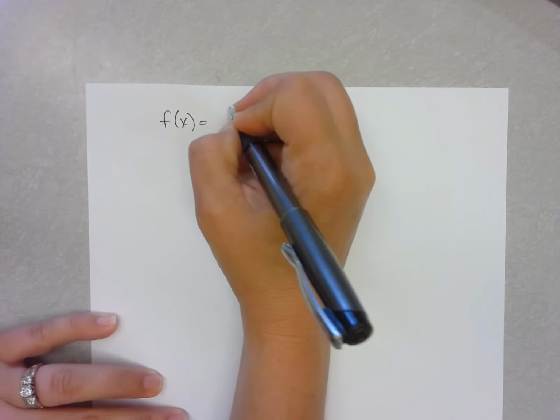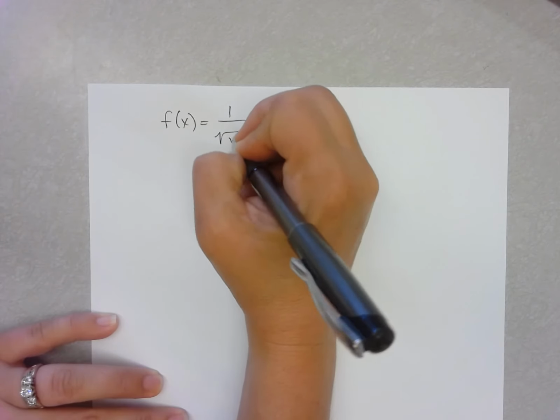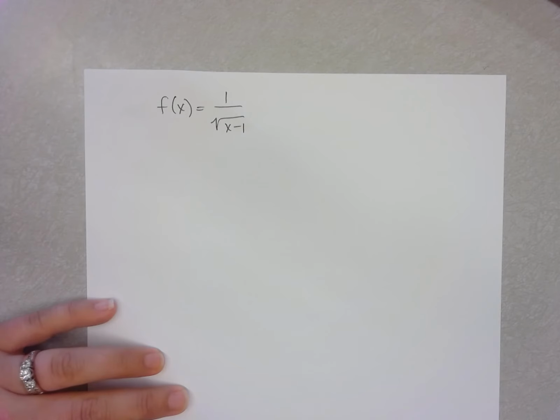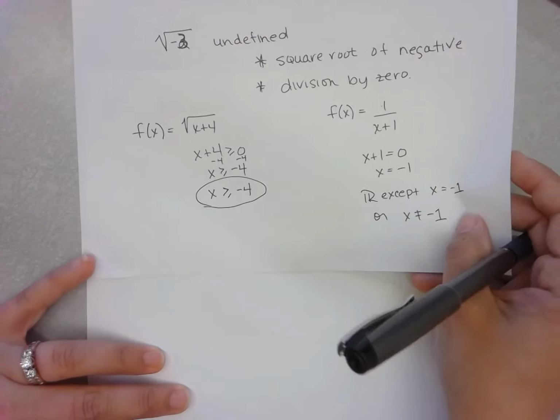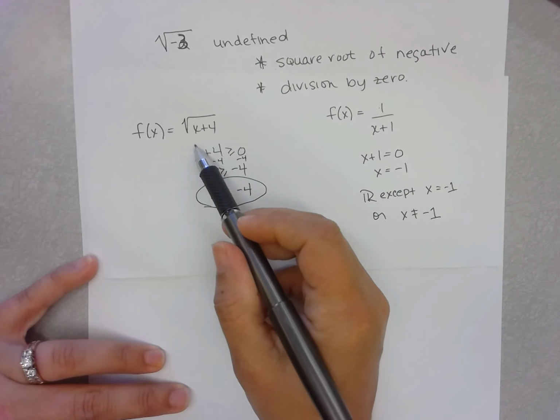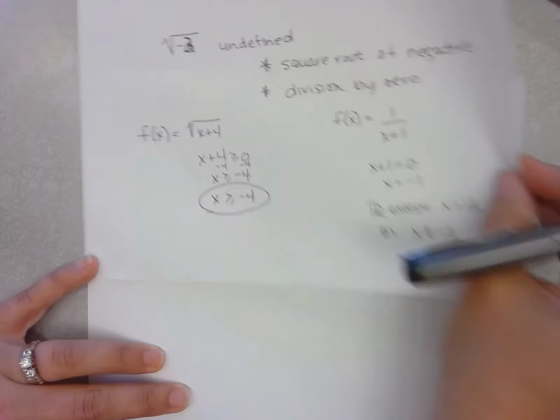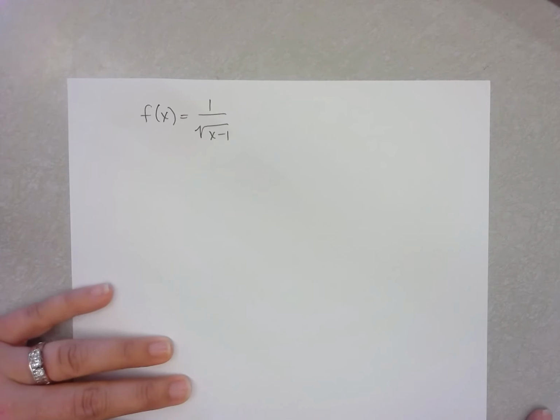So what if I have f of x equals 1 over the square root of x minus 1? So I have a little bit of both, right? I have both this square root problem, and I have a variable in the denominator in my problem. Okay, so I need to approach this one with a little bit more care.